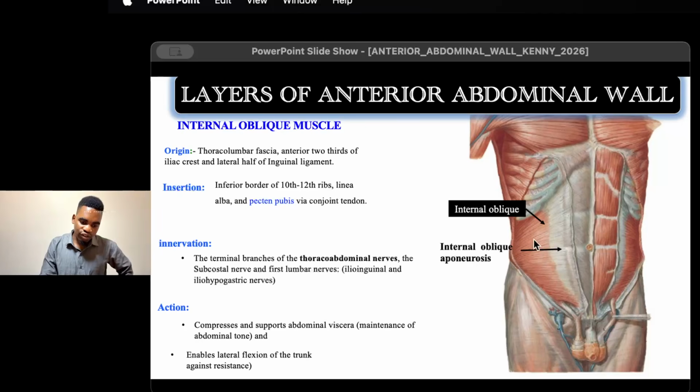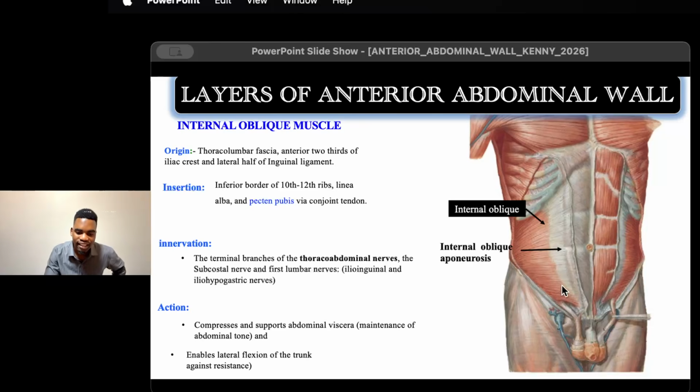What is the origin of the internal oblique abdominis? The internal oblique is coming all the way from the thoracolumbar fascia, the anterior 2/3 of the iliac crest, and the lateral third of the inguinal ligament. This is the origin. And it's going to insert itself to the xiphoid process and linea alba.